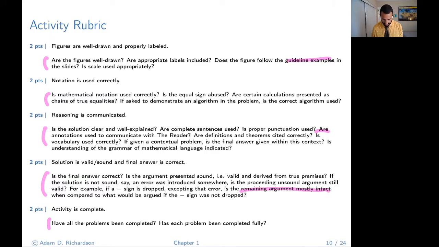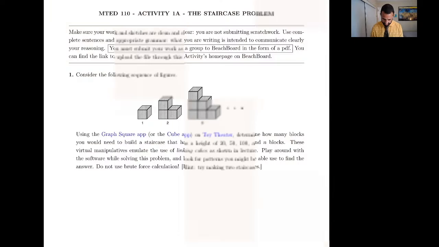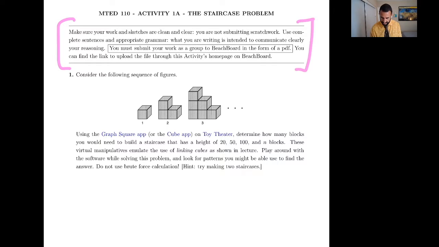Okay, so let's take a look at activity 1A. Let me pull it up here. Here we go. So this is activity 1A, the staircase problem. Let's first talk about these little instructions right here. You should always make sure to read these instructions, although they should be the same for each one. But we'll see. If they're not, then just check.